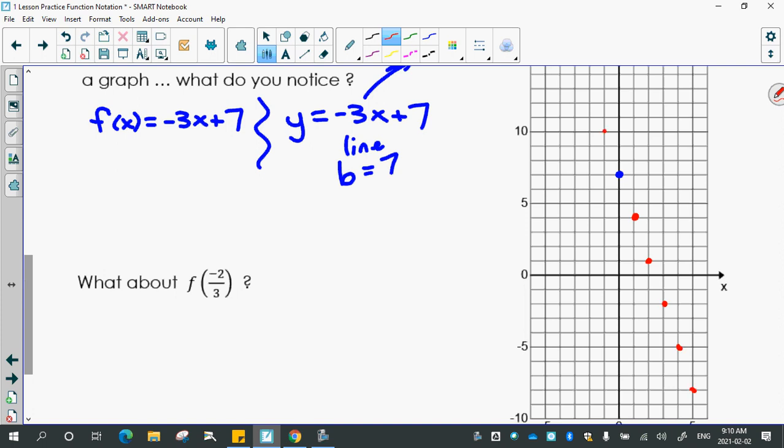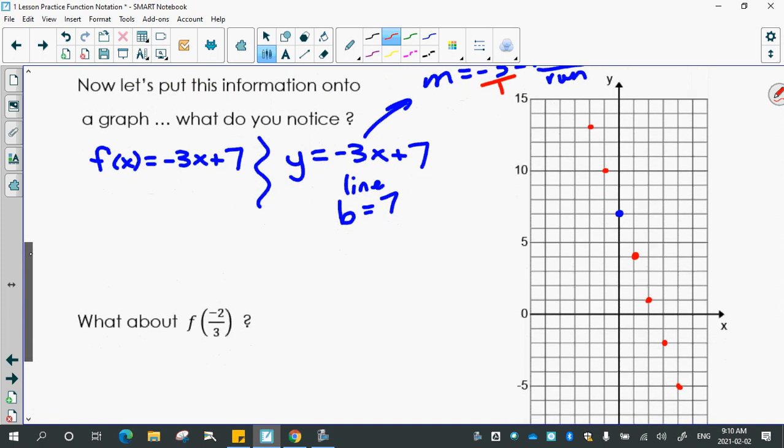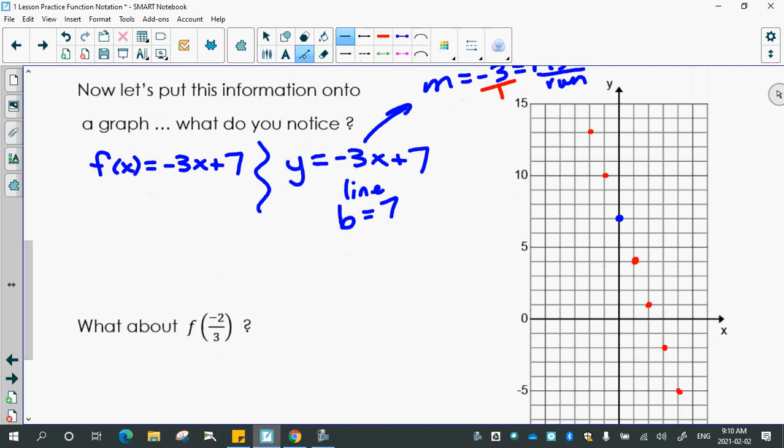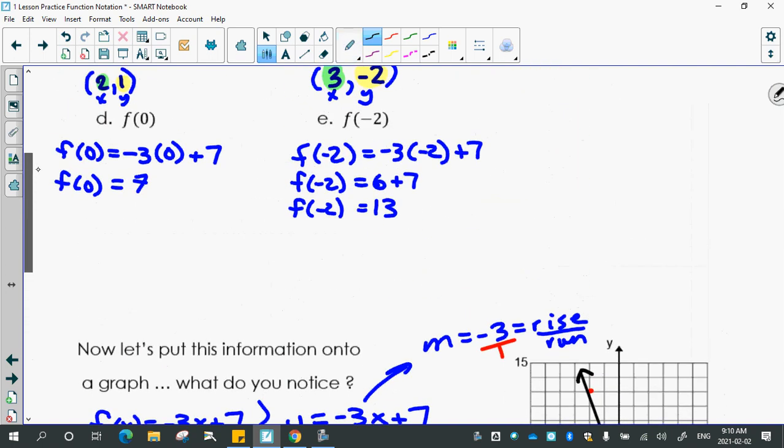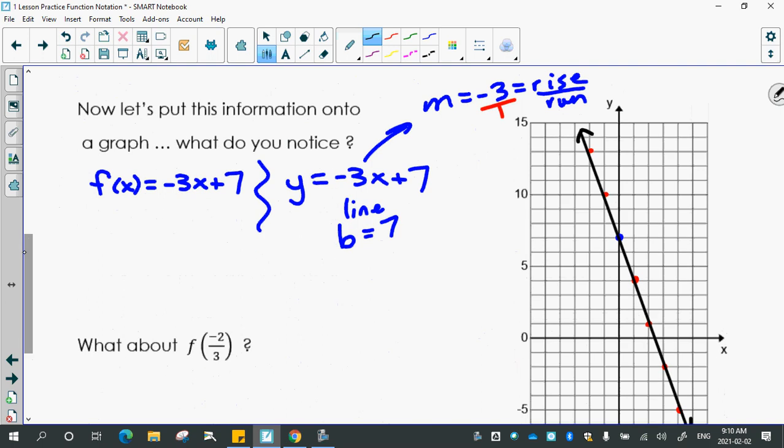And reverse it, going the other way. And then draw our line in. Zeros on the end. And then if you look back at the function notation we did, we should see these points on our line. 2, 1. 2, 1 is right there.